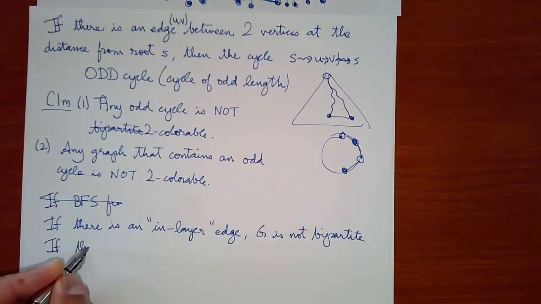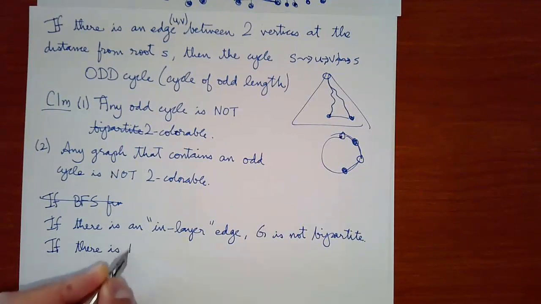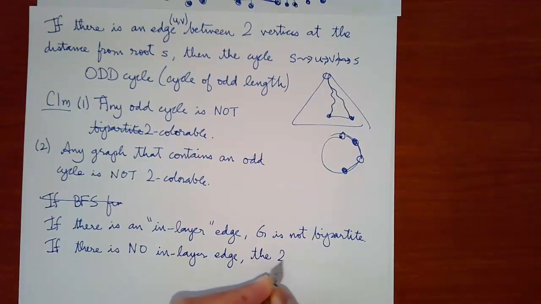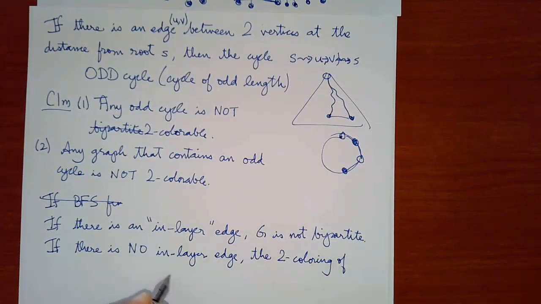If there is no in-layer edge, the two coloring of the tree, of the BFS tree, is a two coloring of G. Hence, G is bipartite.